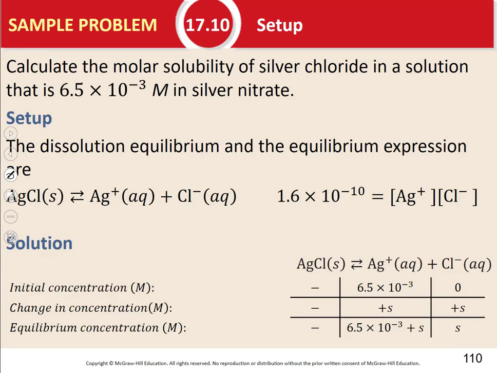All right, let's try this out. Calculate the molar solubility of silver chloride in a solution that is 6.5 times 10 to the negative third molar silver nitrate. From the table on page 803, KSP for silver chloride is 1.6 times 10 to the negative 10.